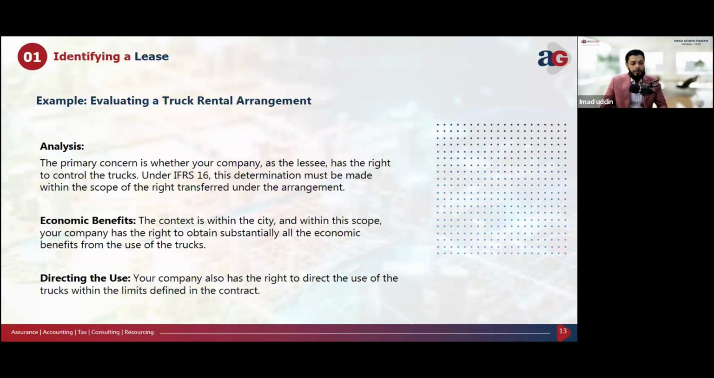All right, the primary concern here is whether your company as a lessee has a right to control the trucks, as we just talked about. Under IFRS 16, this determination must be made within the scope of the rights transferred under the arrangement, as we just discussed. So first of all, we have talked about economic benefits. The context is within the city, and so we concluded that within the city, we can have all the economic benefits from those trucks. And directing the use, your company also has the right to direct the use of the trucks within the limits defined in the contract. So in this case, this contract would constitute a lease.